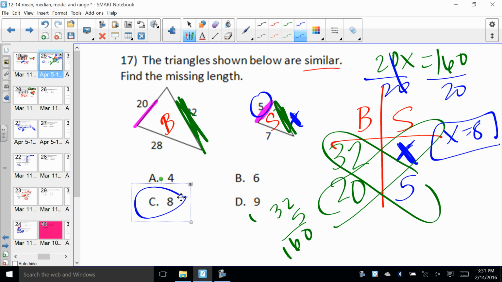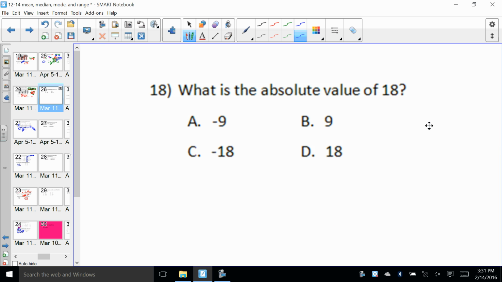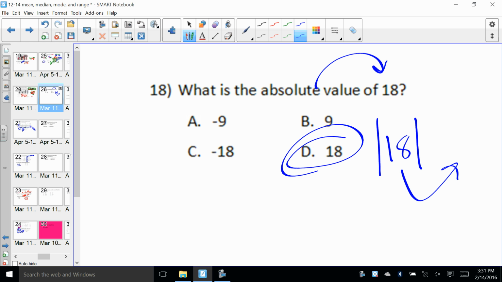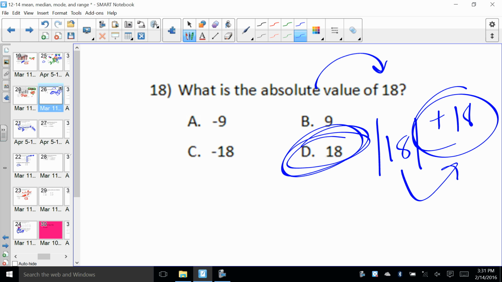Okay, so let's move on to the next box then. Okay, next box. What is the absolute value of 18? Remember, absolute value really means jail bars or the distance from zero. So we get it out of jail, it's positive 18. We do not change signs there. It's always positive when we pull out of it. It really means how far from zero. All right, next problem here.